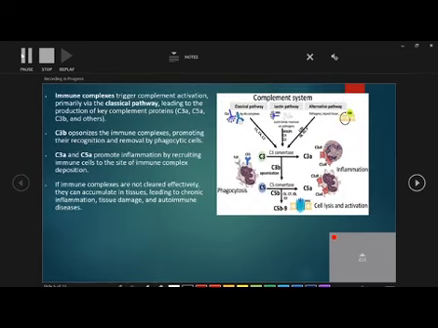Immune complexes trigger complement activation via the classical pathway, as you can see here in the diagram. The classical pathway activates and leads to formation of C3, C3a, C3b. Also, the lectin pathway is converted to C3, hence leading to opsonization and phagocytosis, which is done by phagocyte cells such as macrophages and neutrophils.